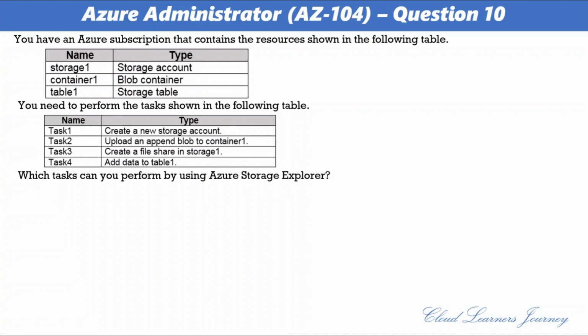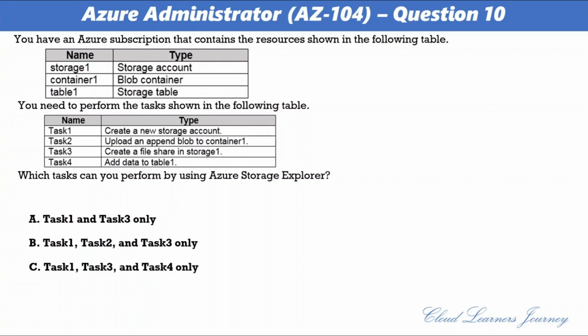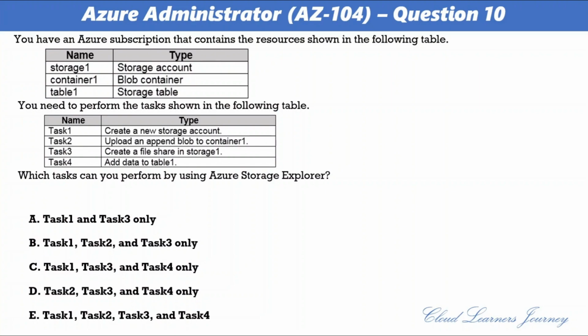Which task can you perform by using the Azure Storage Explorer? And the options are A. Task 1 and Task 3 only. B. Task 1, Task 2 and Task 3 only. C. Task 1, Task 3 and Task 4 only. D. Task 2, Task 3 and Task 4 only. E. Task 1, Task 2, Task 3 and Task 4. And the correct option is D, Task 2, Task 3 and Task 4 only.